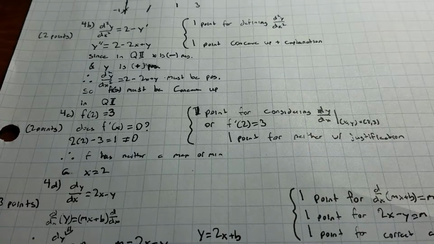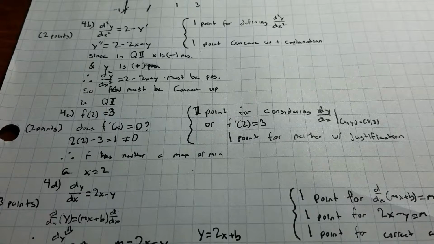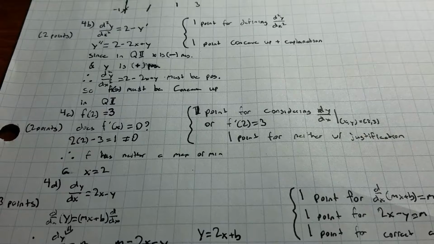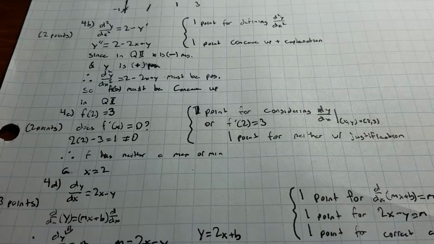With f(2) = 3, in order to find whether or not a relative min or max exists, we must determine whether the slope of the tangent line, or the derivative, at that point equals 0. So I ask, does f'(2) equal 0? Plug in the two values: 2 times 2 minus 3 equals 1, which does not equal 0. Therefore, f has neither a max nor a min at x = 2.